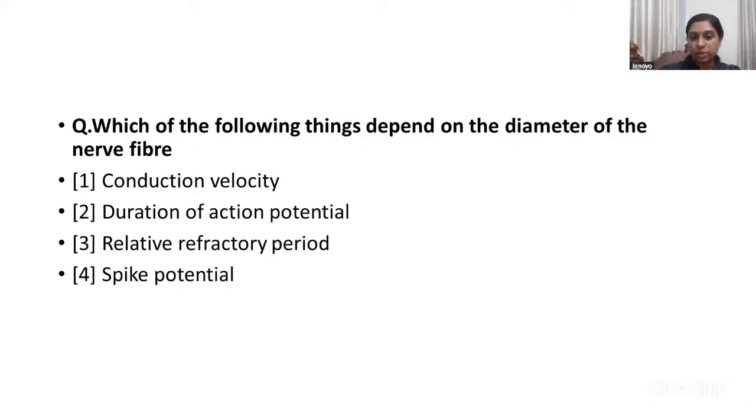Now, which of the following things depend on the diameter of the nerve fiber? Diameter of the nerve fiber. The options are conduction velocity, duration of action potential, relative refractory period, spike potential.